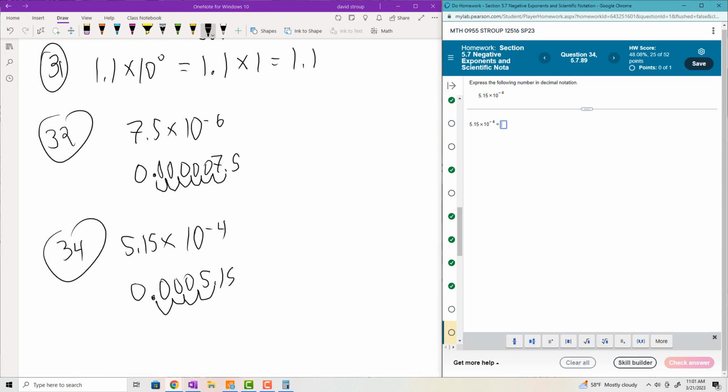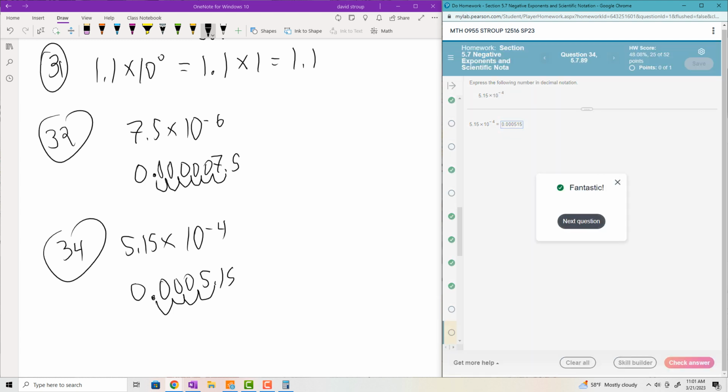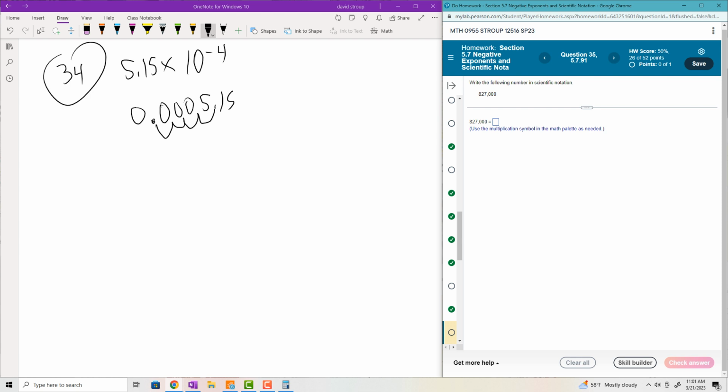So our answer will be 0.00015. Now we're going in the other direction, so I have to go from decimal to scientific. And it's kind of just knowing where to put the decimal place.